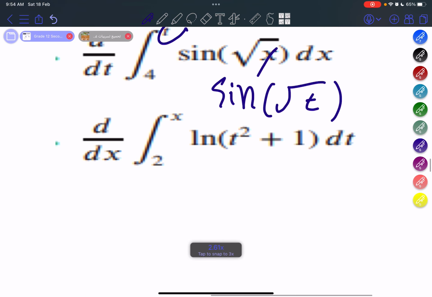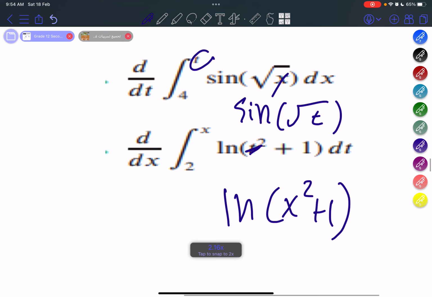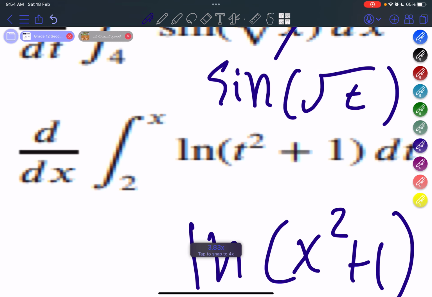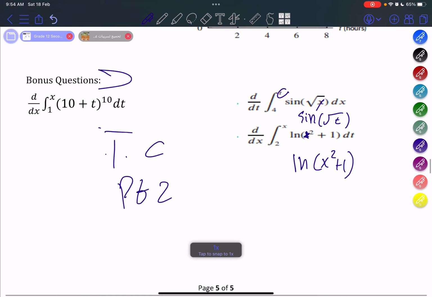And here finally, we'll put ln. Instead of t, we write x power 2 plus 1. We don't do anything. We just remove the t and put x beside it, instead of it. So the t, we just make it x. And that's the only thing you do. It's very simple.